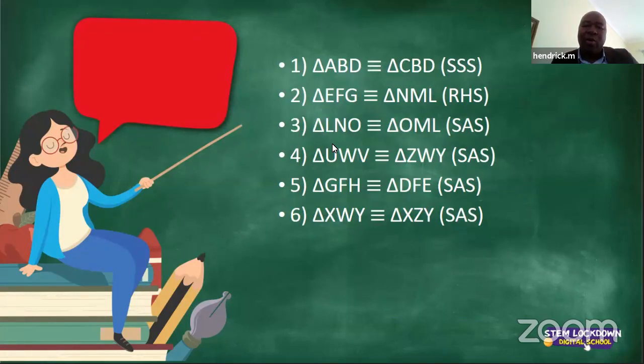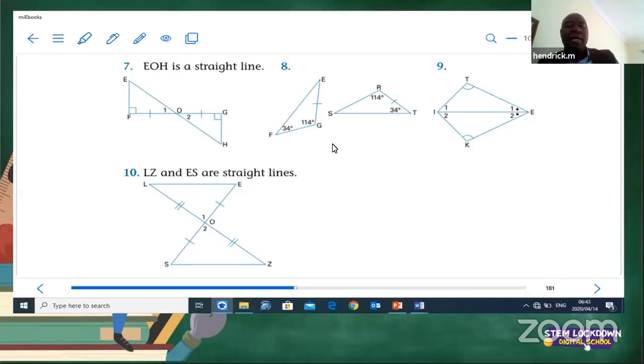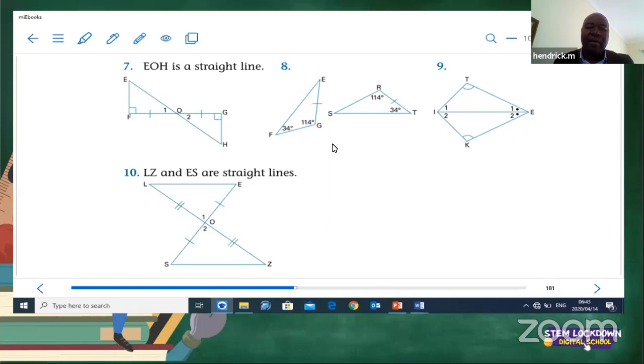What we need to do now is to look at the following homework. Again, we are going to state whether the pairs of triangles are congruent or not. And if they are congruent, just give us the condition for congruency. You've got pairs of triangles there, which I think if you can take a picture there, work on this congruency. And of course, if you have a question, you need to send me a WhatsApp, and I can send you the homework via WhatsApp as well.